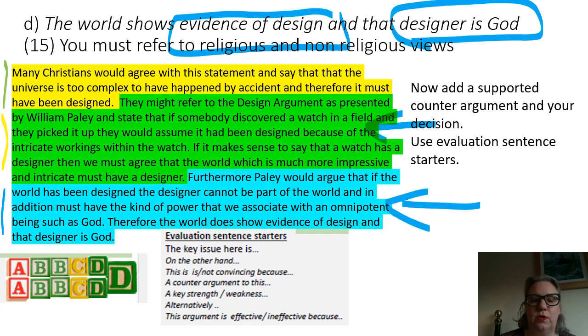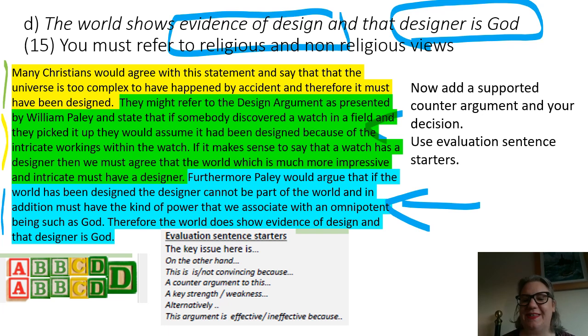What you're going to do now is you're going to add a supported counter argument. So you don't need to write my answer out, I know that, I've written it. You're going to add the counter argument and try and back that up. You might want to use phrases like a counter argument to this is, alternatively, this could be challenged by pointing out. And then, my voice is getting louder to cover up the child.